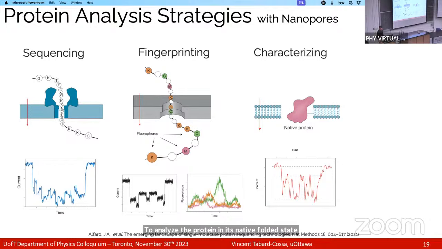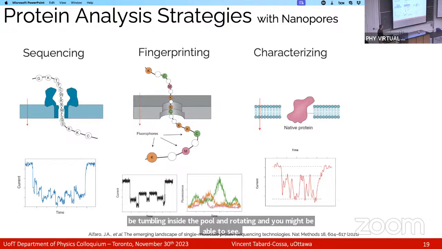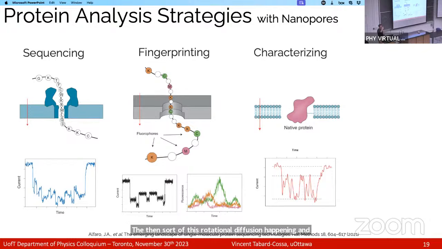And so these are the type of signals that you can expect for these different kinds of schemes, and they kind of all look the same in the sense that you get variations in the fluctuations in the current depending on the identity of the amino acids. Or you've got here also more pronounced changes for the different potential labels that are on specific amino acids. In this last case here, this protein fully folded and translocating through the pore could be tumbling inside the pore and rotating, and you might be able to see this rotational diffusion happening and then get a signal that gives you fluctuations in how much current is being blocked.